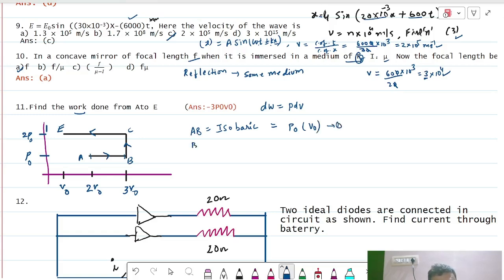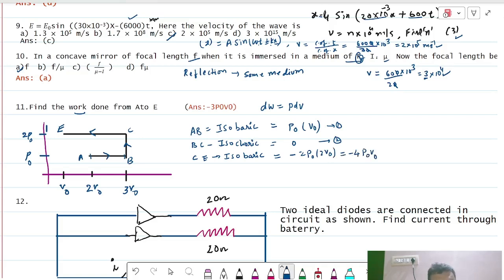Now BC is isochoric. Maybe they will give a diagram like this and ask the process of AB, process of BC, process of CE, and ask to match the following. So BC is isochoric, meaning V is constant, dV is equal to 0, therefore work done equals 0. Equation 2. Now work done from C to E is again an isobaric process. So P dV, but here work done is negative because the volume is decreasing from 3V0 to V0. Therefore 2P0 into (V0 minus 3V0), that is minus 2V0, equals minus 4P0 V0.